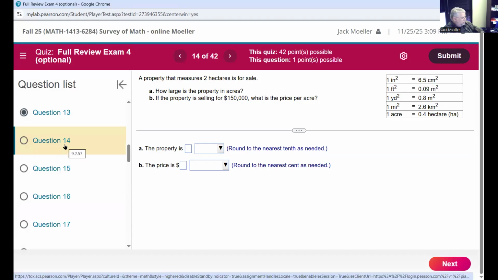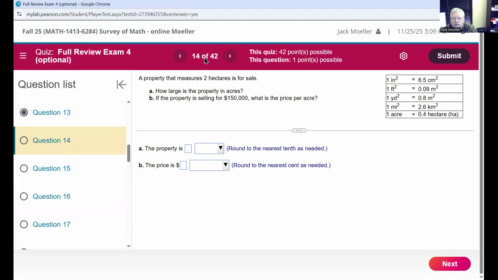All right, here's a little bit more of an application. So let's work through this one. The property measures 2 hectares and is for sale. Hectares, if you don't know what that is, is the metric version of an acre. So how large is the property in acres? Do we have a direct conversion from hectare to acre? Right down there at the bottom, 1 acre is 0.4 hectares, and then we will figure out the price.